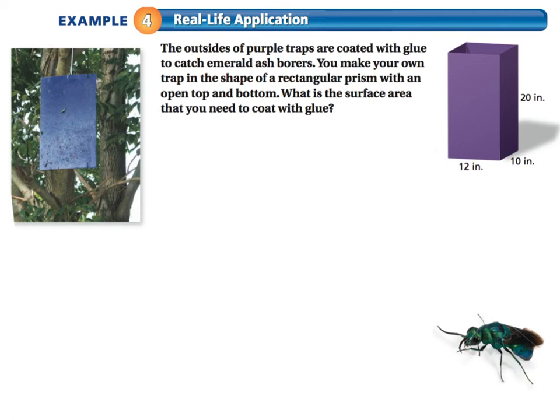Well, wait a minute. If you think about it, we don't have either one of our bases. So all we want to use is the lateral area. So we have two options. You can either go back to your formula and take the lateral area and do this, or this is what I would do. Remember how you find your lateral area? You take the perimeter of the base and you multiply it by the height of the prism.